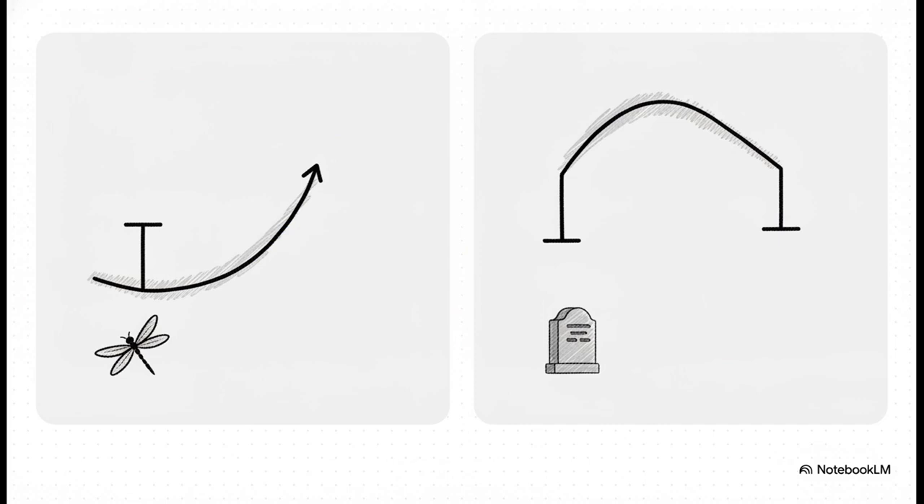Take the dragonfly doji, which looks like a capital T. If you find this in a downtrend, it tells us sellers pushed the price way down, but buyers yanked it right back up to the open. That's a strong bullish signal. The total opposite of that is the gravestone doji, shaped like an inverted T. Finding this at the top of an uptrend is literally like finding a gravestone for that rally. It's highly bearish and signals a shifting tide.